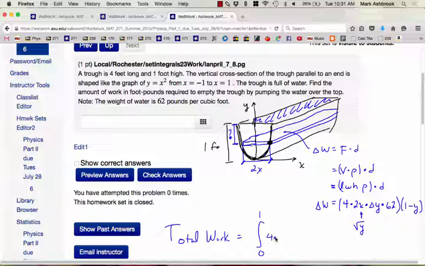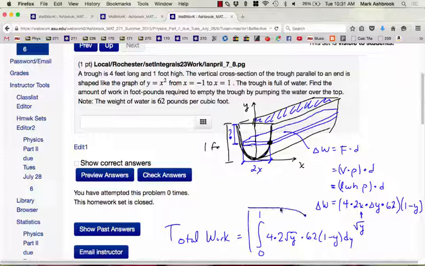4 times 2, sorry, radical y, times 62, times 1 minus y dy. Are we going to have to evaluate this on the exam? Maybe. So that should be no problem. Actually, you can get the integral by pressing math 9. Ooh, don't tell me that. That's naughty.